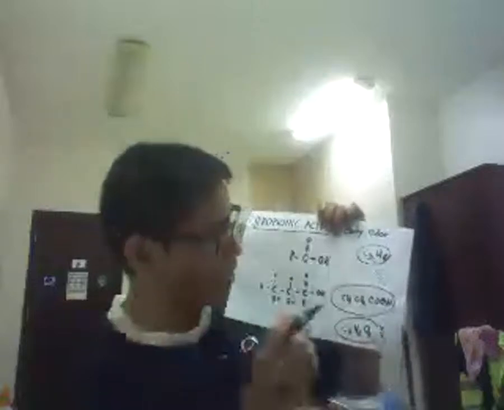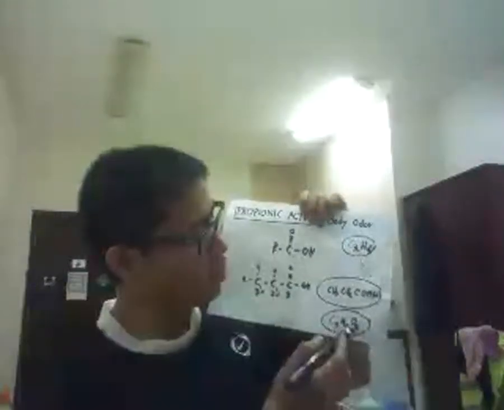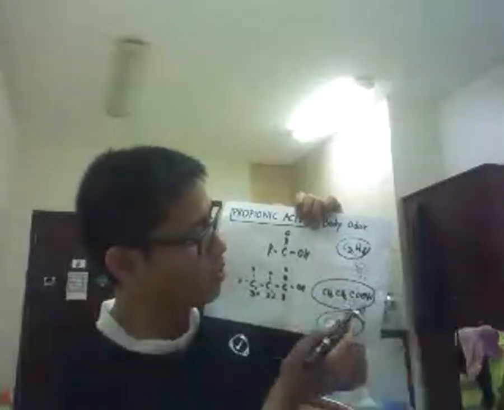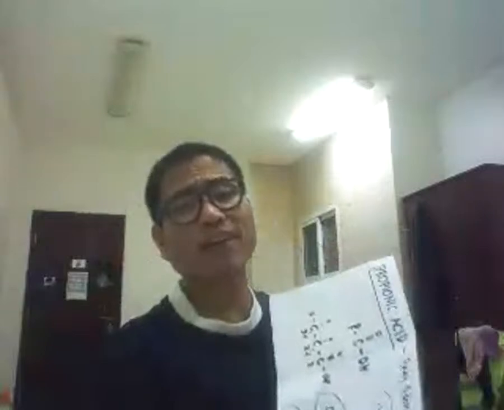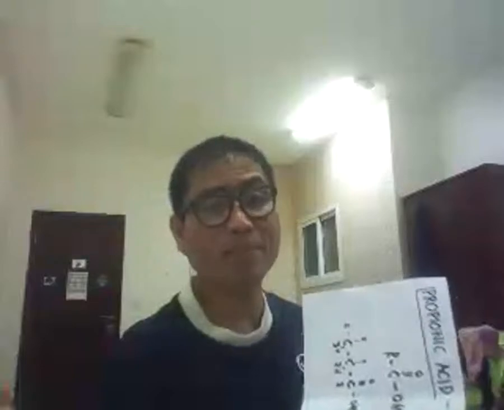So this is propionic acid, C3H6O2, equivalent to CH3, CH2, and COOH. This is the body odor, and it is also used as a food preservative and animal feed preservative. And then we need to show the chemical equation. How can we produce that propionic acid? So that we can produce this body odor or these preservatives, I'll show you the reaction.